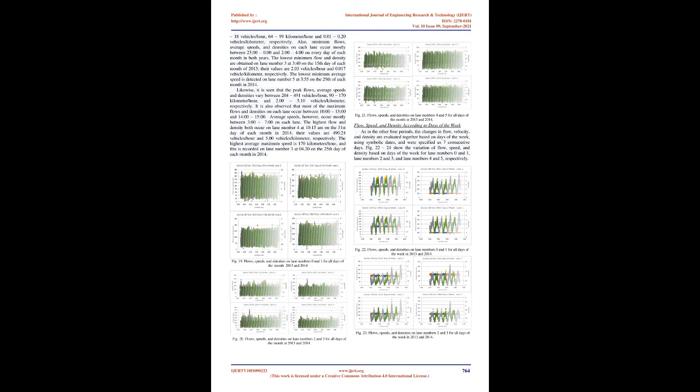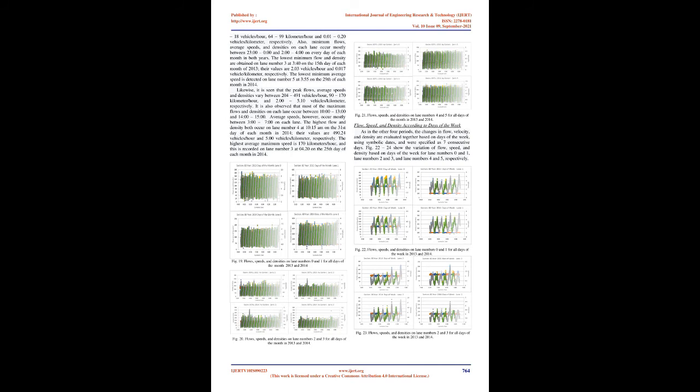Likewise, it is seen that the peak flows, average speeds and densities vary between 204–491 vehicles/hour, 90–170 km/h, and 2.00–5.10 vehicles/kilometer, respectively. It is also observed that most of the maximum flows and densities on each lane occur between 10 o'clock–1300 hours and 1400 hours–1500 hours. Average speeds, however, occur mostly between 3 o'clock–7 o'clock on each lane. The highest flow and density both occur on lane number 4 at 10:15 a.m.